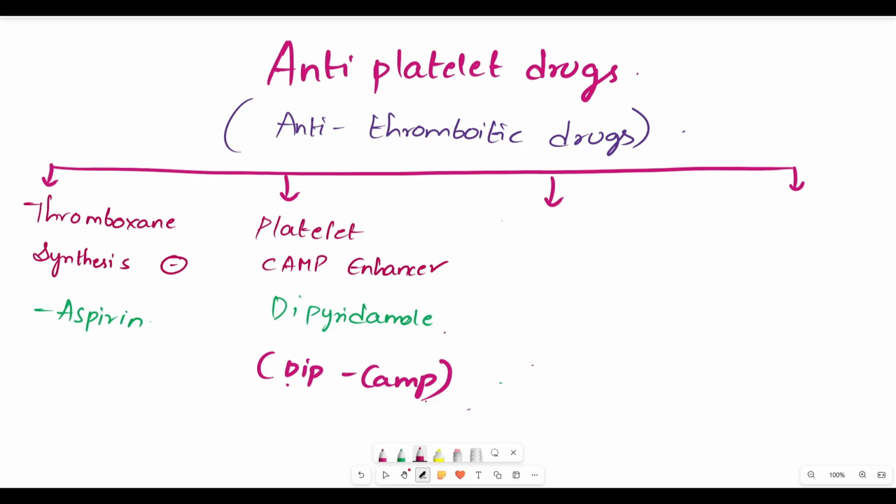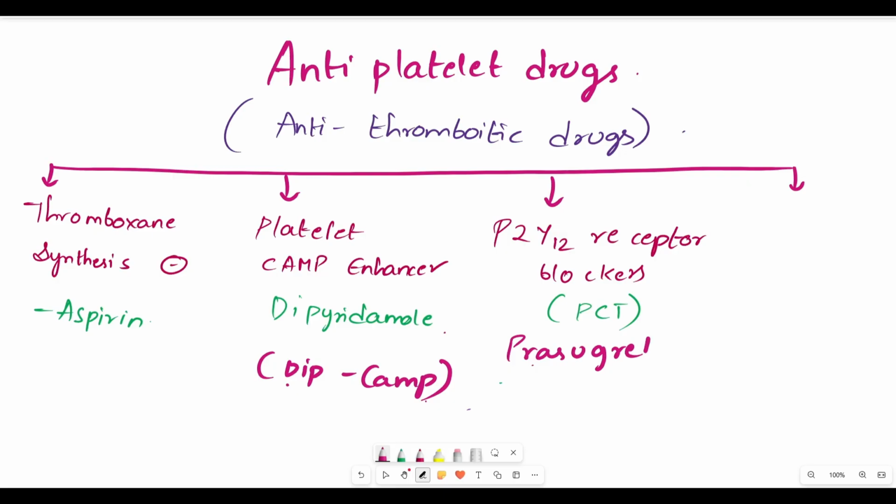Now coming to the third class, it is P2Y12 receptor blockers. Here you will be having three simple drugs. To remember them, remember it as PCT. P means prasugrel, C means clopidogrel, then T means ticlopidine.